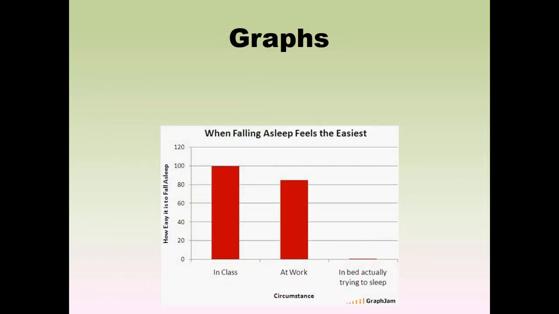Now, in terms of the main types of graphs that we'll use, a bar graph will commonly be used. The bar graph is used if we're comparing two groups. So for example, as we talked about last class period with an experiment comparing two different types of fertilizer in growing tomato plants, a bar graph would be very good in that instance. Or in this case, here we're taking a look at how easy it is to fall asleep in different settings, whether you're in class, at work, or in bed actually trying to fall asleep. We're doing comparisons. And a bar graph can be very good for that purpose.